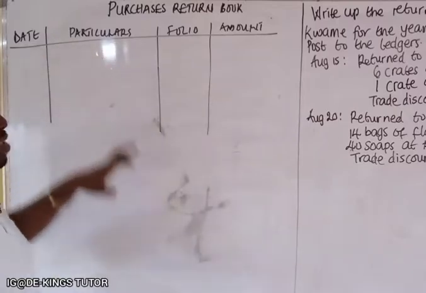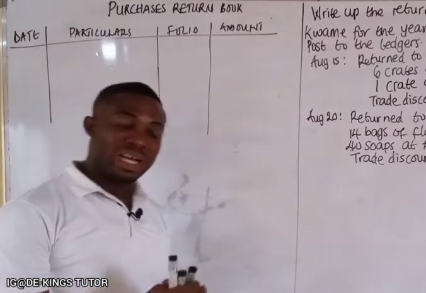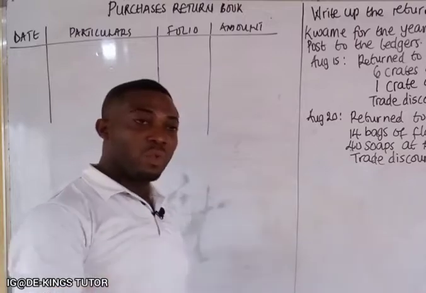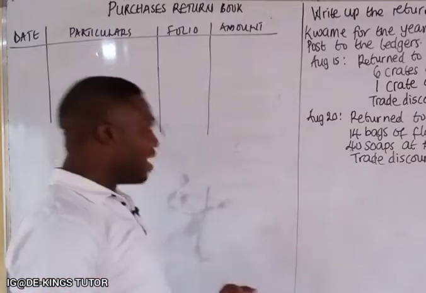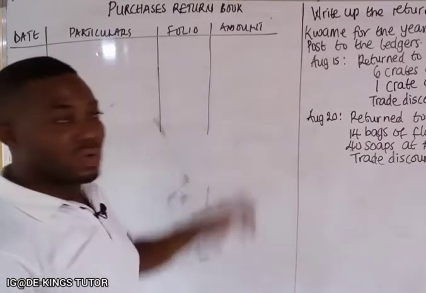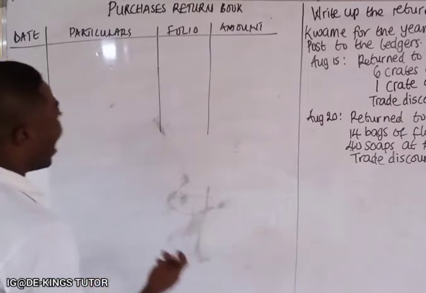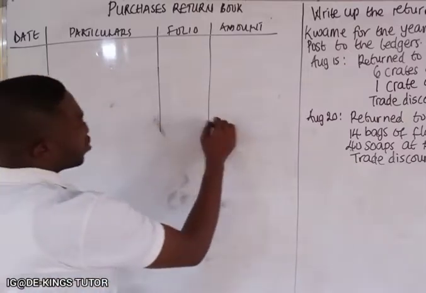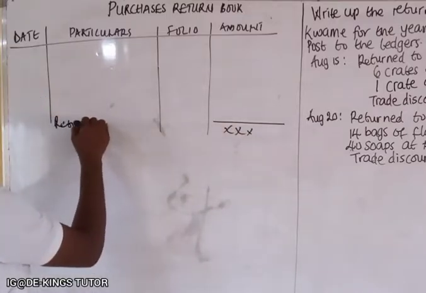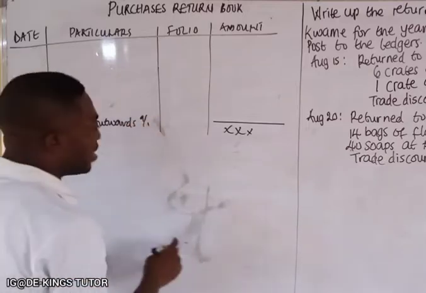The particulars will show the details of the transaction: how many quantity you are returning and at what price, and if a discount was previously given when you bought it, you have to include that discount there. And also the folio, which I've said before is the cross-referencing, and the amount. When you've done this for the purchases return, or what we call the return outwards day book, the total amount goes to what we call the return outwards account in the general ledger.